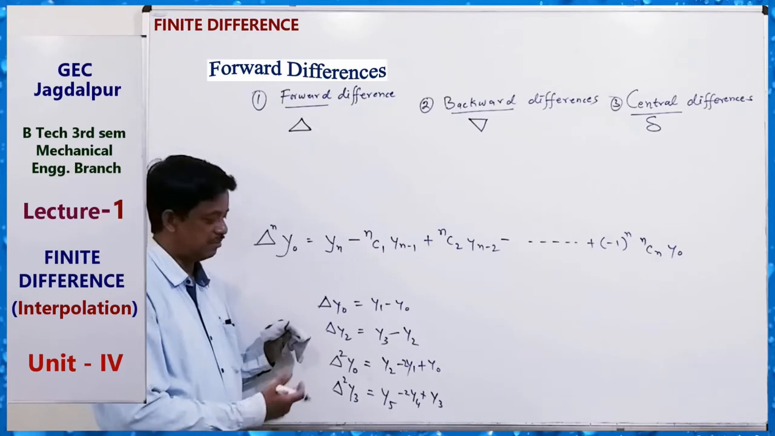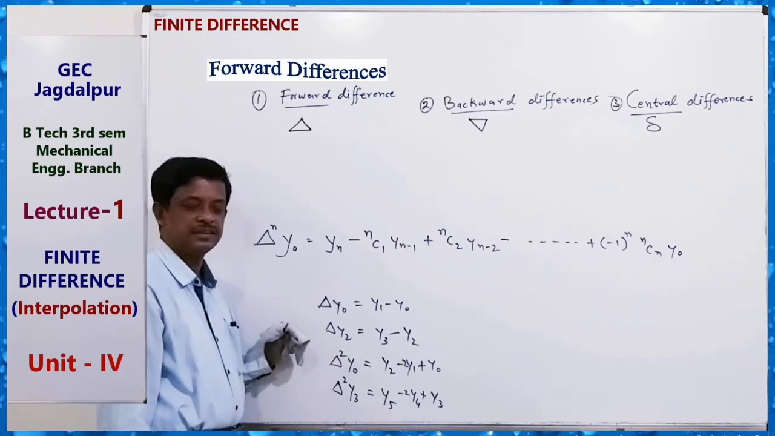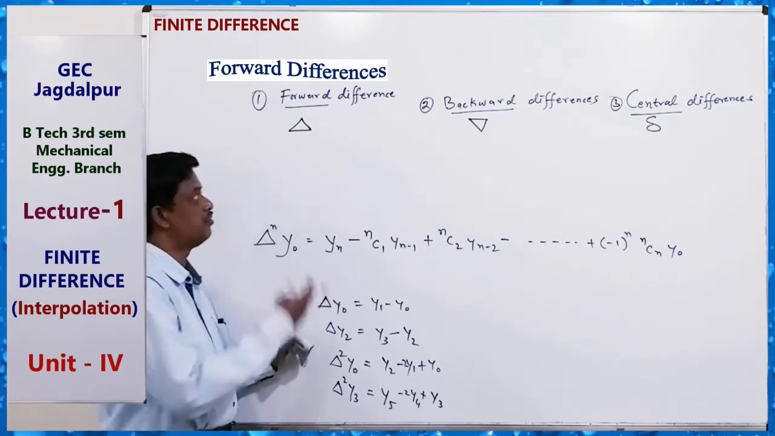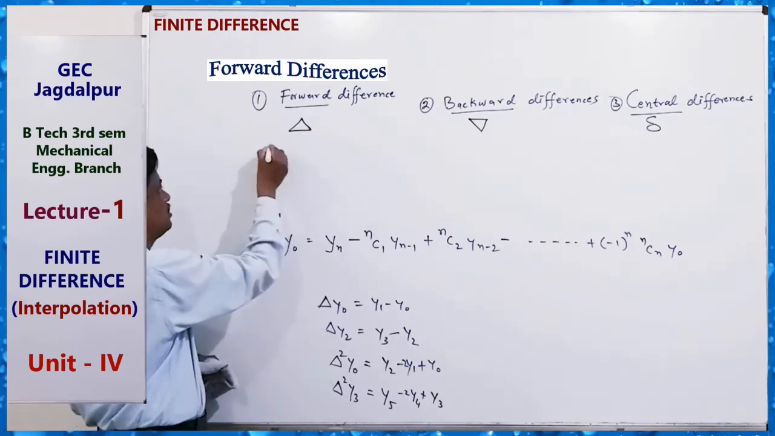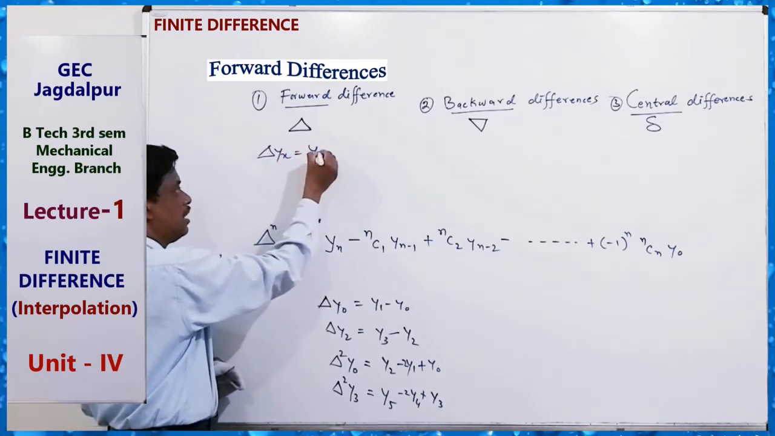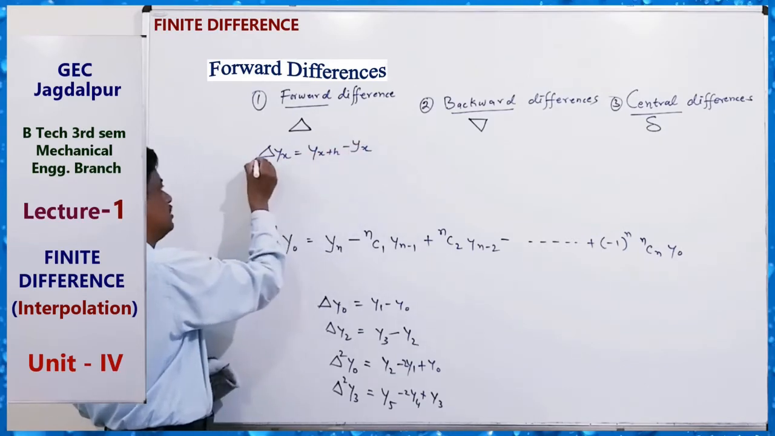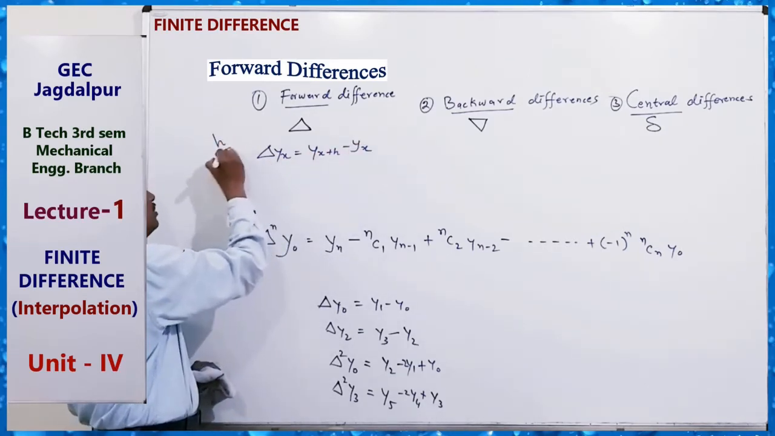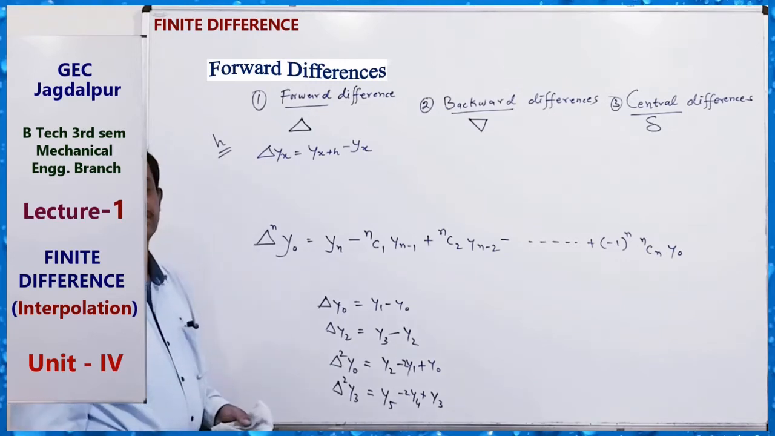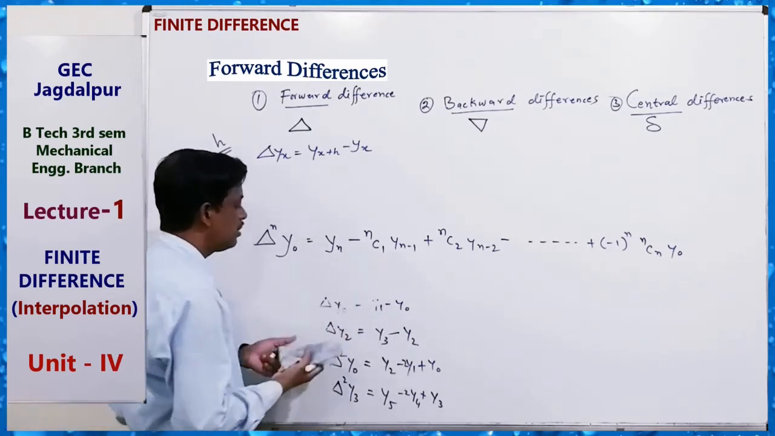Okay, so writing method, different orders of differences of a function we can write like this. This is the forward difference. Forward difference is like this: Δy(x) equals y(x plus h) minus y(x). This is the definition. h is the interval of differencing, the same interval. The values of the function are at the same interval.